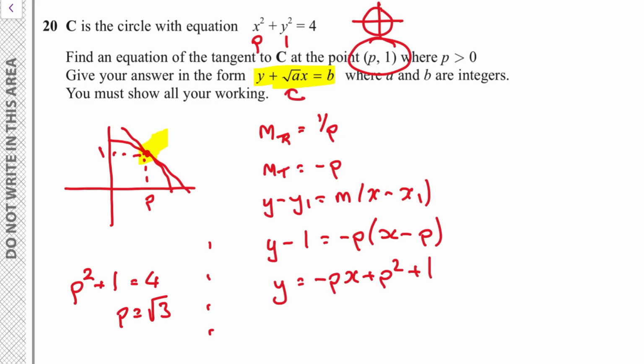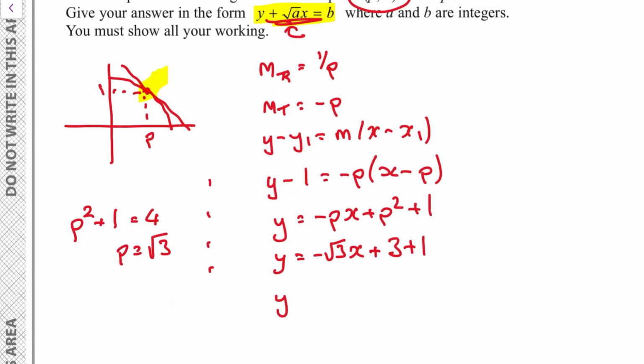And now I can see where this square root's coming from. So let's now put this in. So therefore y, remember P is root 3. So y is minus root 3 x, that's looking good, plus P squared, or root 3 squared is 3, plus 1. Make it look like the answer, and that's going to give me y plus root 3 x is equal to 4. And that is my final answer.